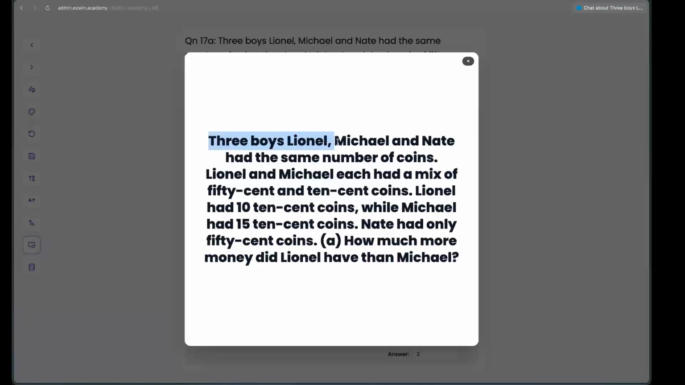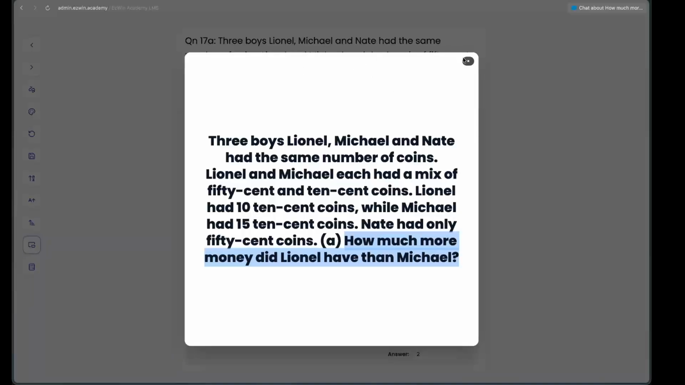Question 17, Part A. 3 boys, Lionel, Michael, and Nate, had the same number of coins. Lionel and Michael each had a mix of 50-cent and 10-cent coins. Lionel had 10 10-cent coins, while Michael had 15 10-cent coins. Nate had only 50-cent coins.